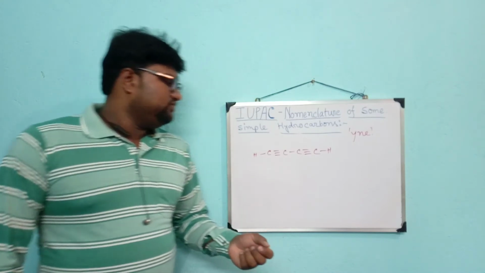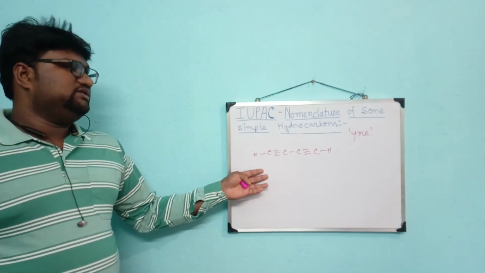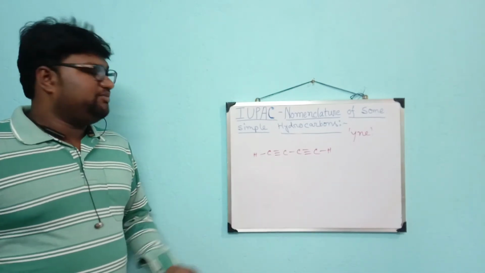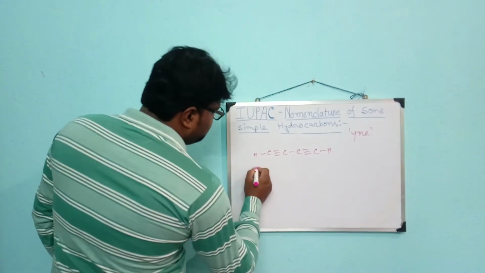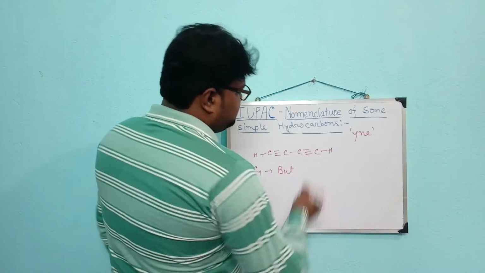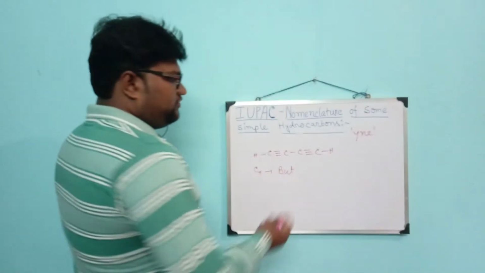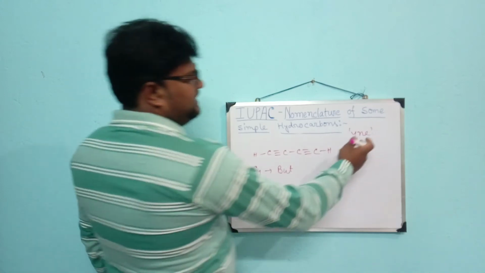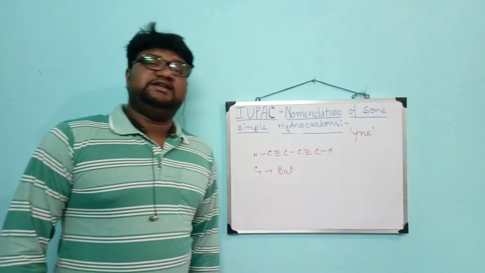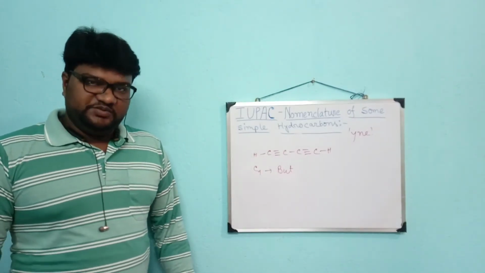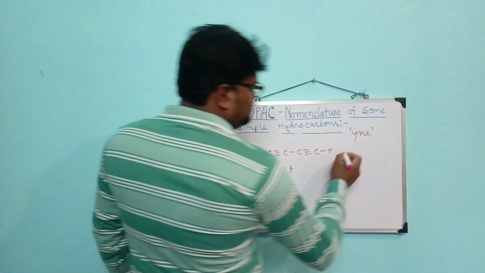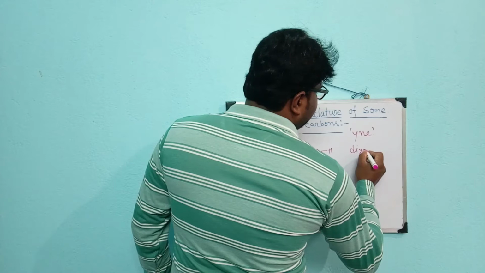At first, let me consider the number of carbon atoms present in that molecule. The number of carbon atoms is 4, so C4 is considered as but. For triple bond presence, it should be yne. But there are two triple bonds present in that molecule, which is termed as diyne.